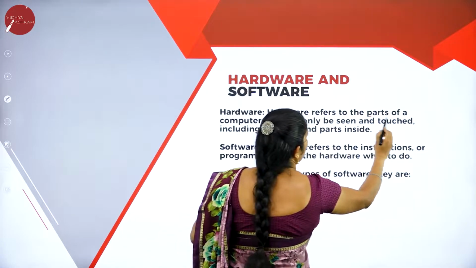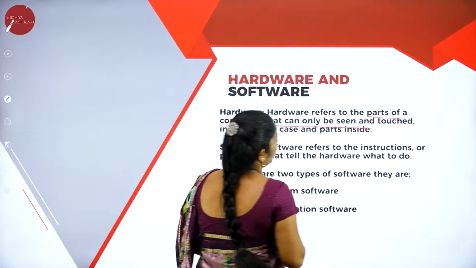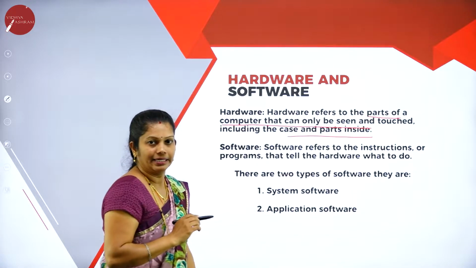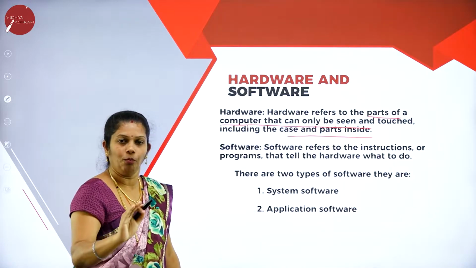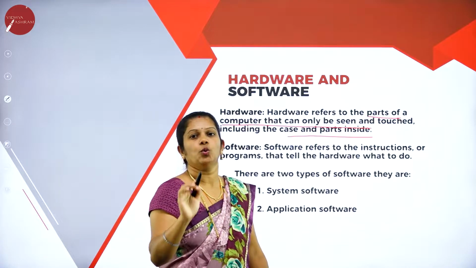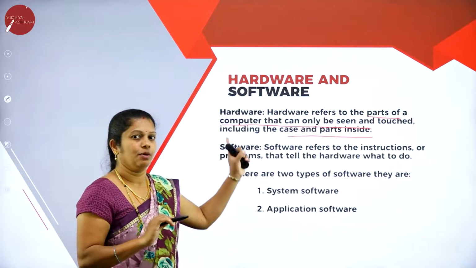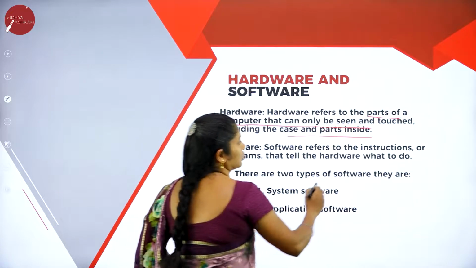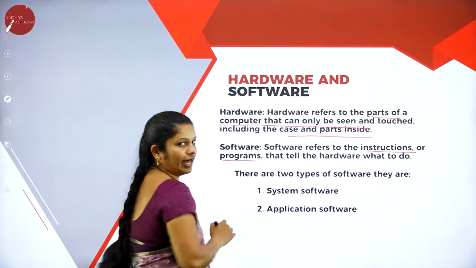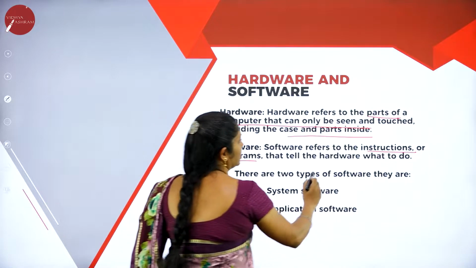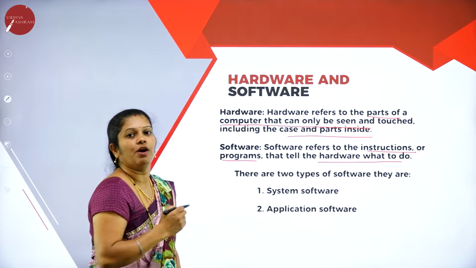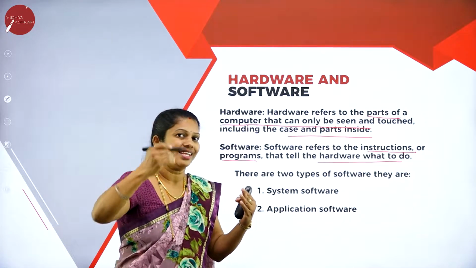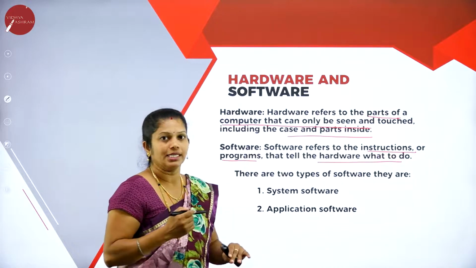Hardware refers to the parts of a computer that can be seen and touched, including the case and the parts inside it. All those things you can touch and feel. Usually they will ask the difference between hardware and software. Software refers to instructions or a program that tells the hardware exactly what it has to perform. For example, we can touch and feel hardware, but the instructions inside, which define what exactly it is performing, can be called software.